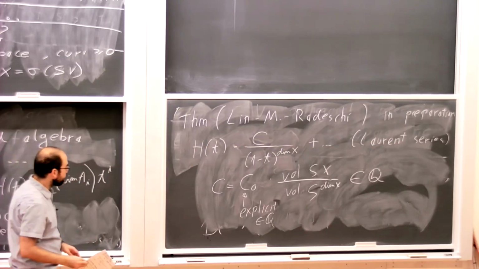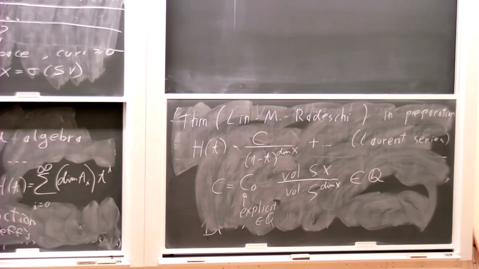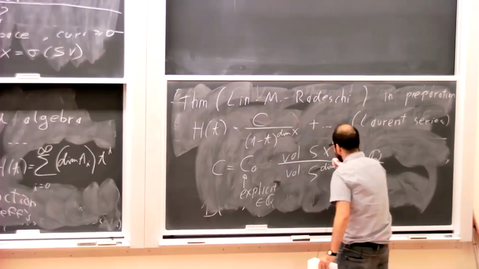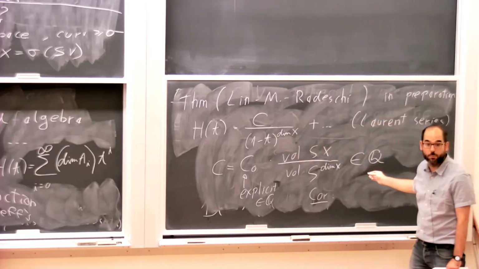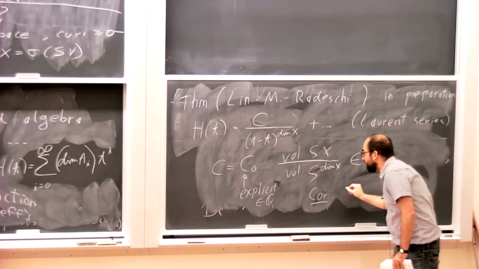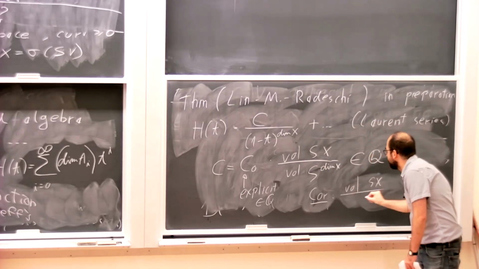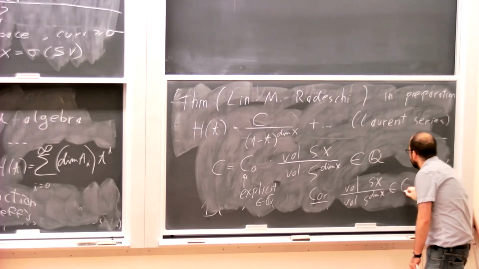So you want to compute this volume. What do you do? You take this power series, change variables, look at the first coefficient. It's there. And in particular, there's a corollary here, which is that this is a rational number, which is not obvious a priori, at least not to me. But if you take the volume of SX and divide by the volume of the sphere of the same dimension, this is a rational number.